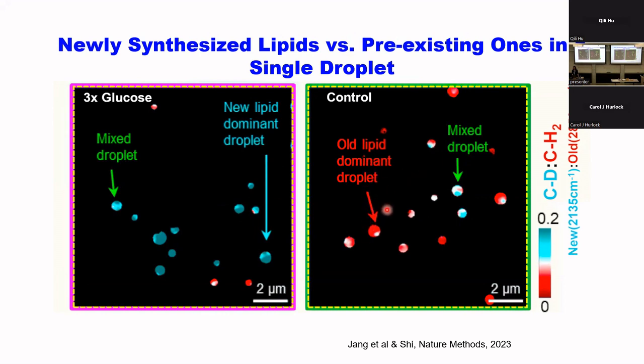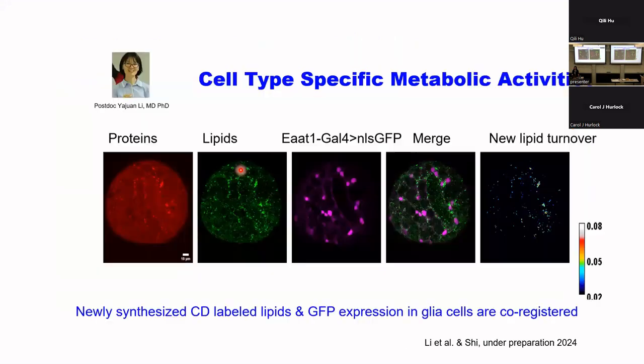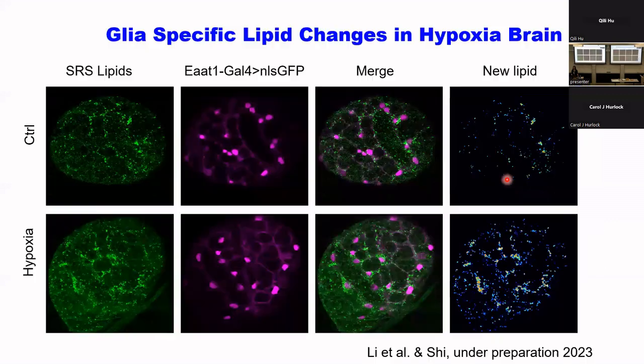If you let the animal drink more glucose water, like you let them eat more sugar, they have more newly synthesized lipids in these lipid droplets. So that means we can really target a specific cell in the body. So that is a fluorescence signal for a specific subtype of glia cell. Then we can see the new lipid turnover rate on that particular glia cell.